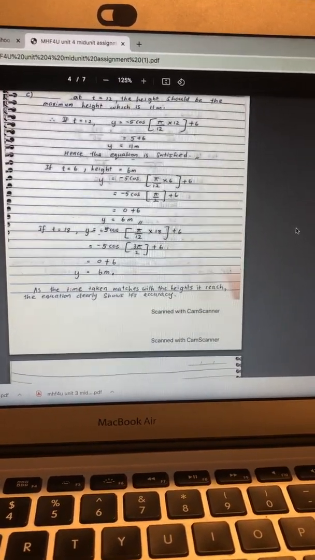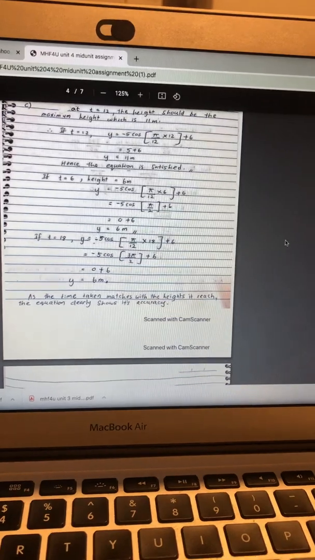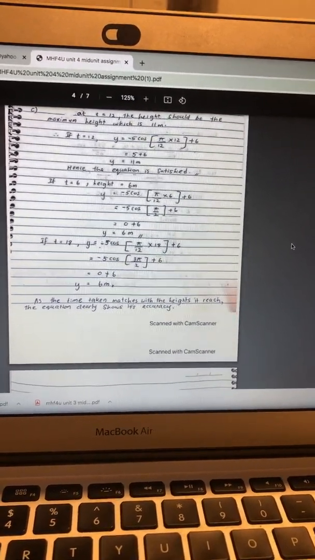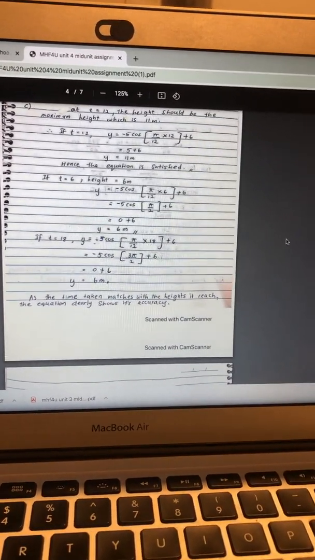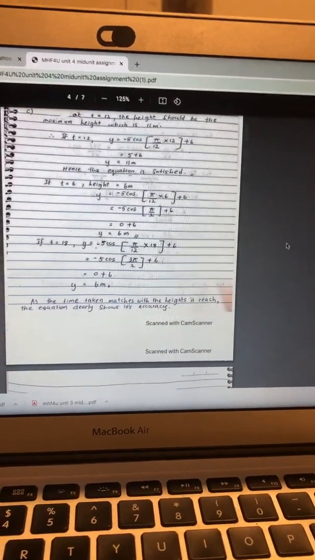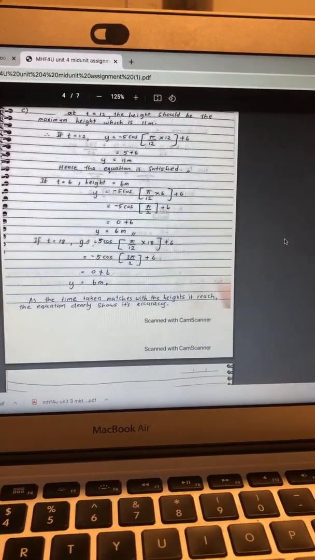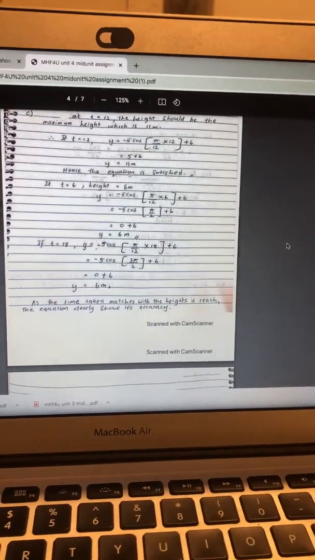So if t is equal to 6, height is equal to 6 meters, y is equal to minus 5 cos pi by 12 multiplied by 6 plus 6. So which is minus 5 cos pi by 2 plus 6, which is 0 plus 6, where y is equal to 6 meters.